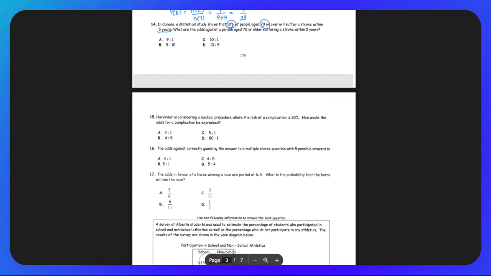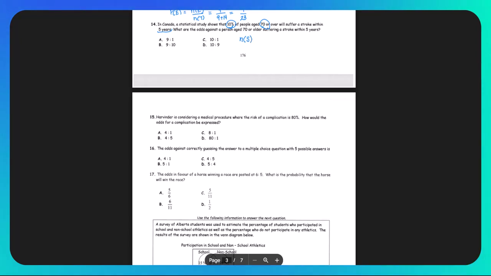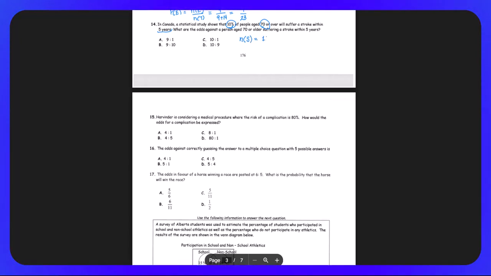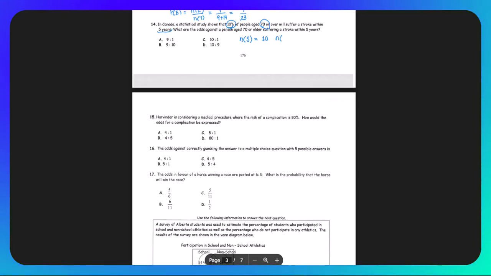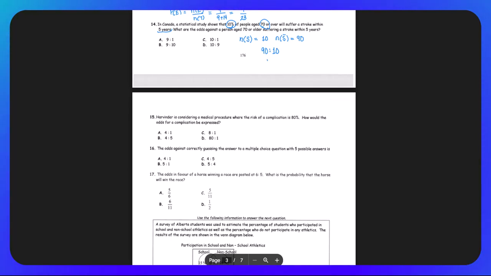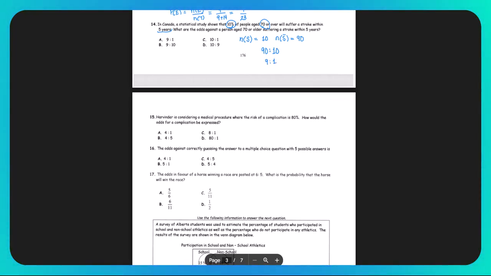So if 10% of people age 70 and over will suffer a stroke, that means out of 100 people, the number of people that will suffer a stroke equals 10, which means the number of people that do not suffer a stroke is going to be 90. So the question is, what are the odds against? Well, that would be 90 is our number against, for our 10, and now we're going to reduce this down to 9 to 1. So if you said A, you're right.